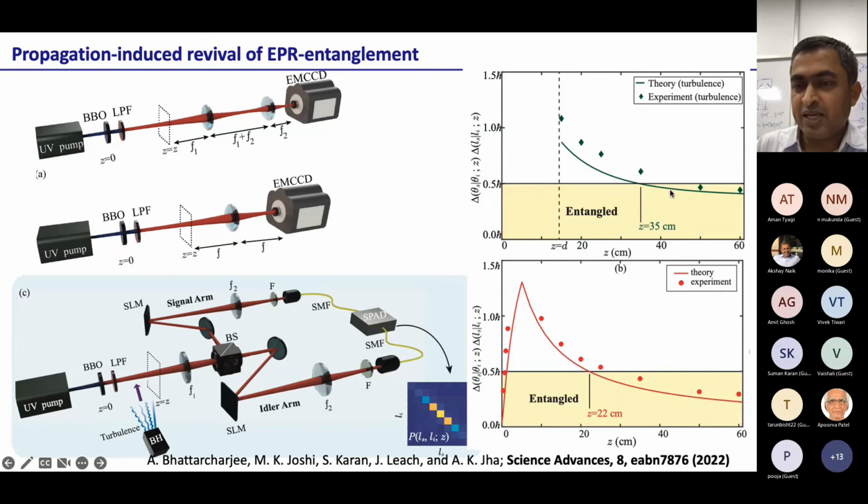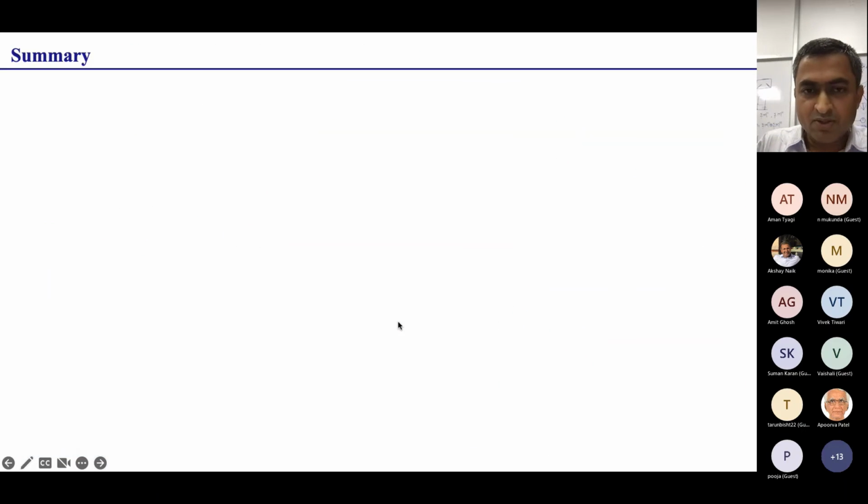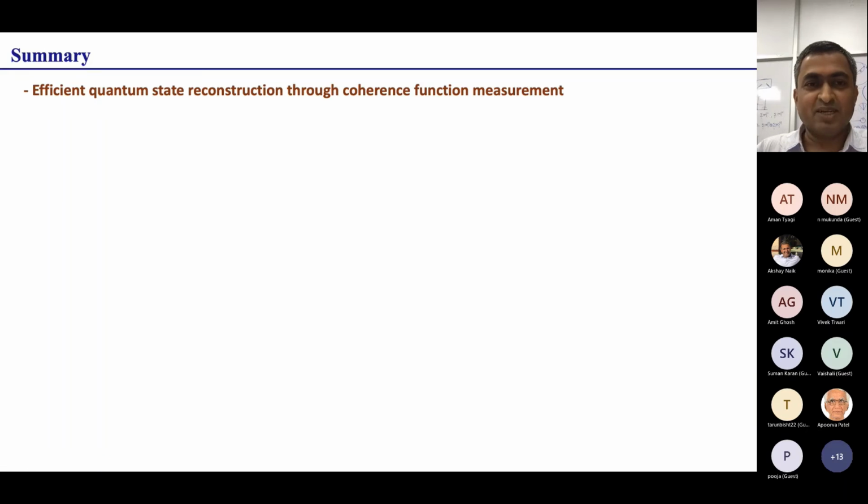And once revived, it actually stays like this. So this could be a very important result if we are into quantum metrology or quantum imaging through a turbulent medium and so on. This can be a very powerful result that one can utilize. So I think with that, I come to my summary, through studying partial coherence.